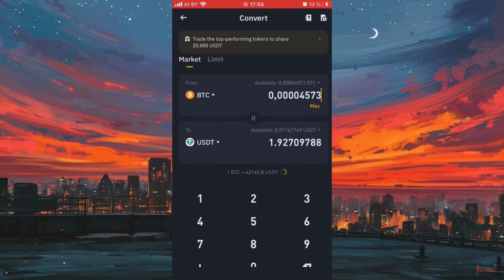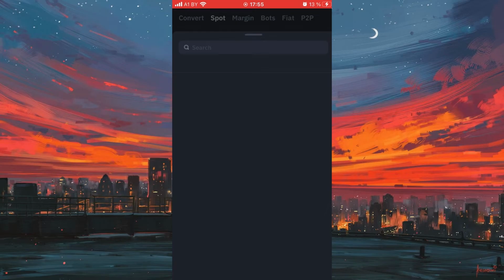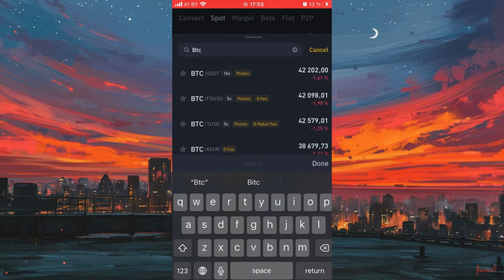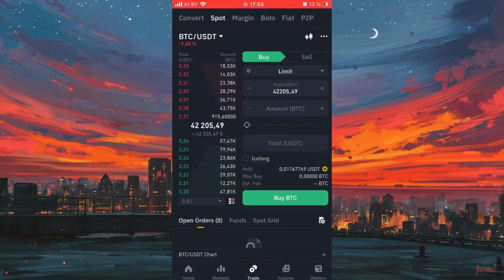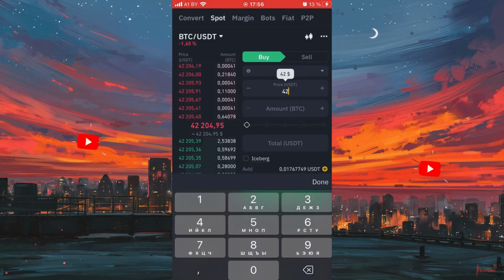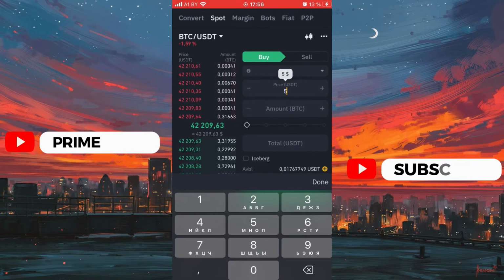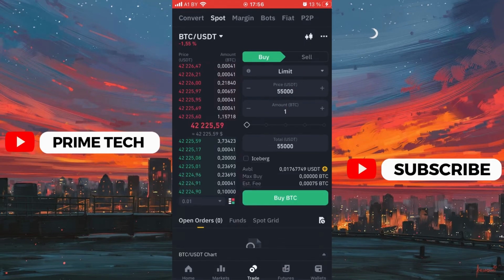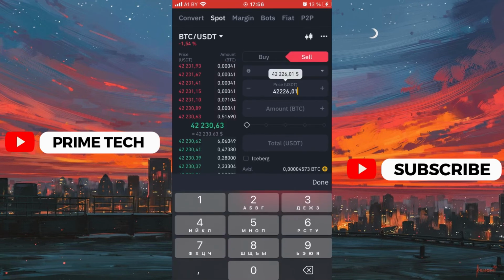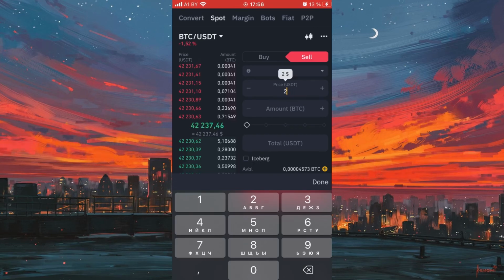There is a second way. We select Spot and we find Bitcoin to USDT. Here we can sell or buy Bitcoin. If you want to change USDT to Bitcoin, then click Buy and enter the required amount of Bitcoin and see how much USDT we need. Click Buy. If, on the contrary, then click Sell and enter how much Bitcoin we sell and get the amount of USDT that we receive.